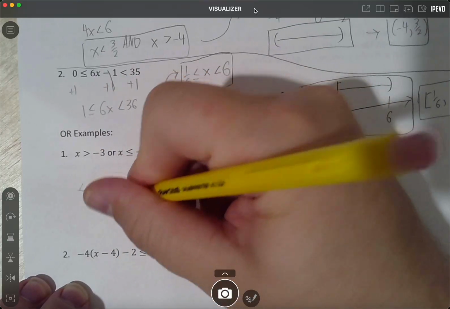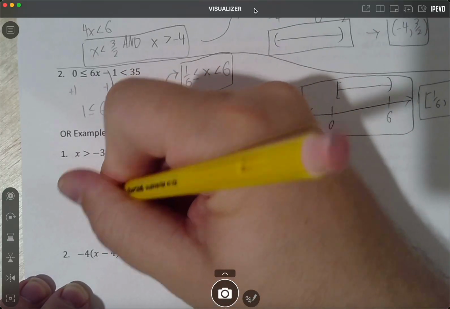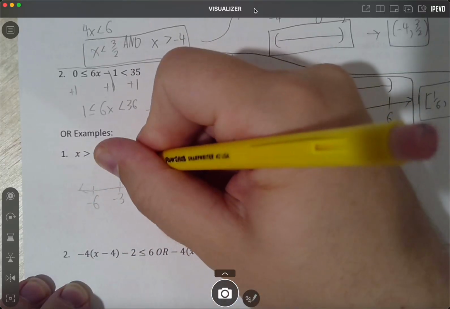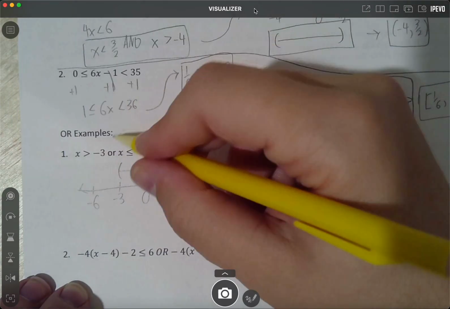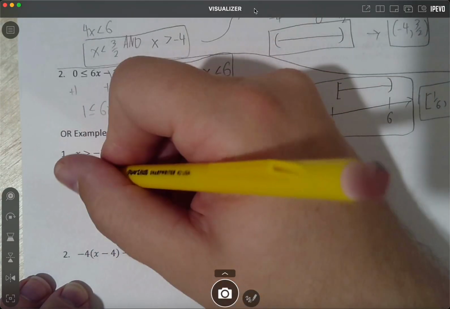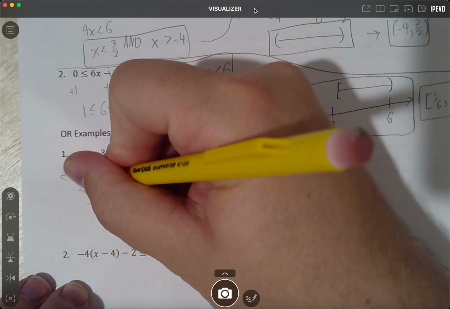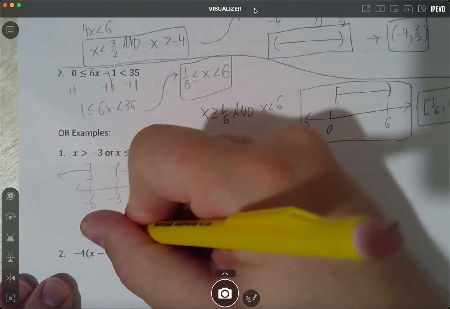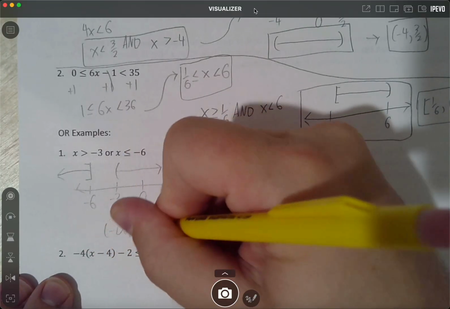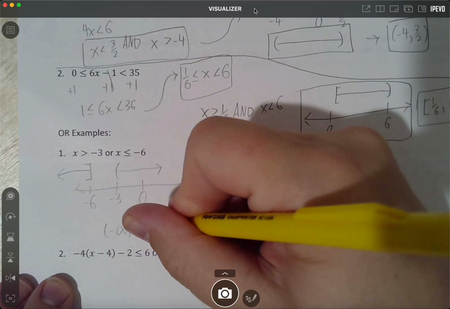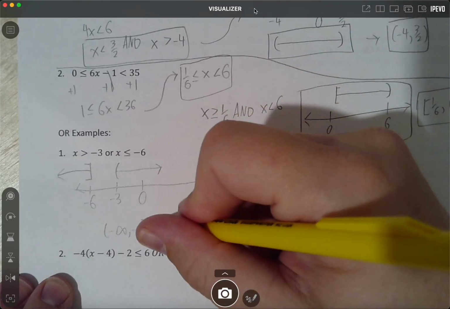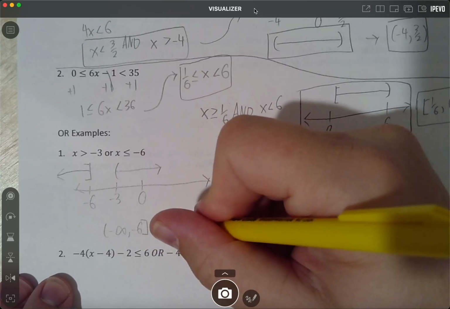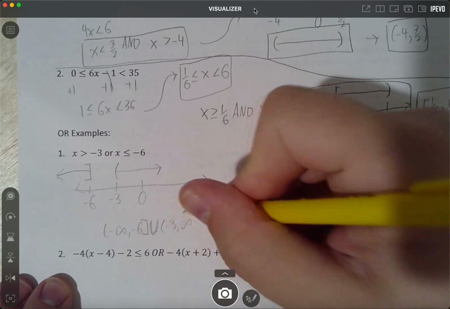We've got 0, -3, -6. This one says x can be greater than -3 with a parenthesis. This one says x can be less than or equal to. Hey, look, it's a good thing we just did that last example. So this would again be that same scenario. I can go from negative infinity up to negative 6 with a bracket, or, and again, a union, my graph's in two pieces, but connect them, they're both now valid, from negative 3 to infinity.